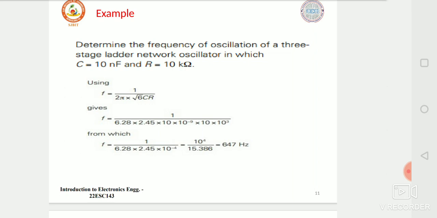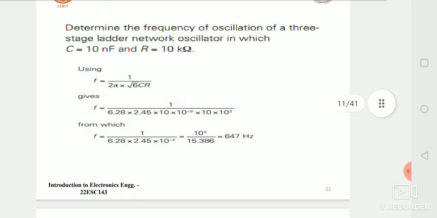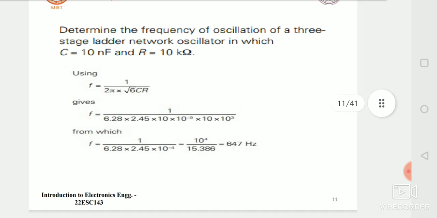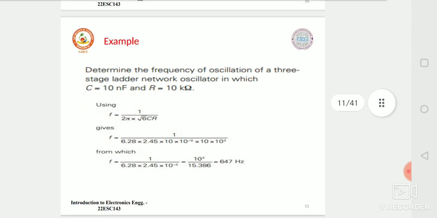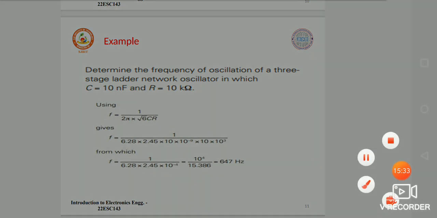So substitute those values in the frequency F is equal to 1 over 2 pi into root 6 into RC. So root 6, that is, the root applies only to the 6. So don't take the root to the R and C values. So F will be equal to 647 Hertz. So you have to calculate individually so that you won't go wrong in your examination.